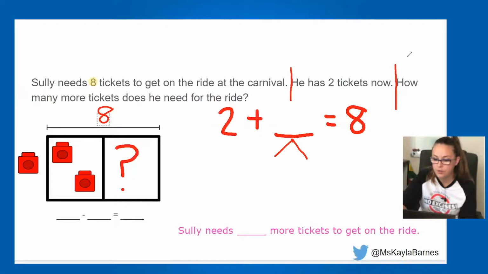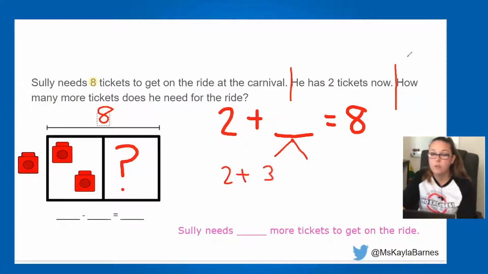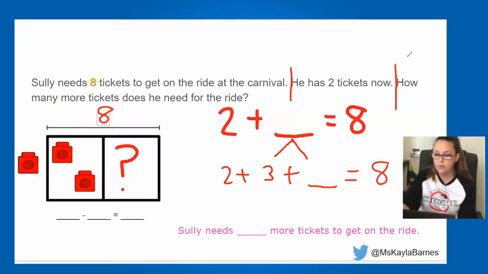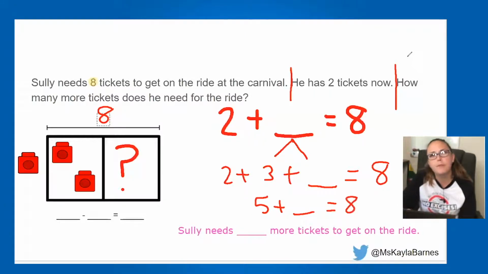So I know that 2 plus 3 equals 5, and that something else plus 5 equals 8. So the parts of the missing addend are 3 and something else. Well, now I can see that 5 plus something else equals 8. Well, how do we get from 5 to 8? That's right, we add 3.